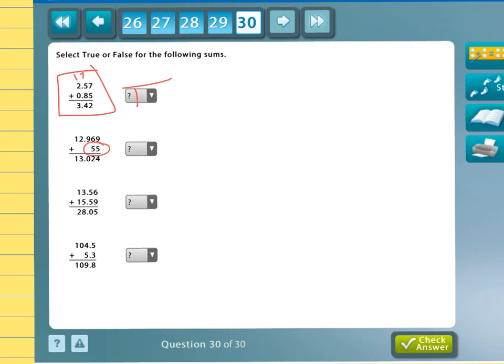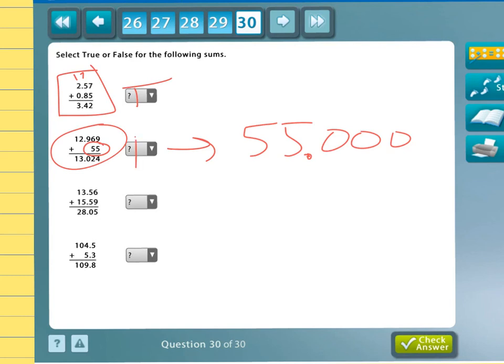Okay, so you see this here? I almost got stuck on it. 55, that's actually 55.000. So this is going to be false because they did not put the decimal point in the right place. Remember, line up the dots. So this is false.